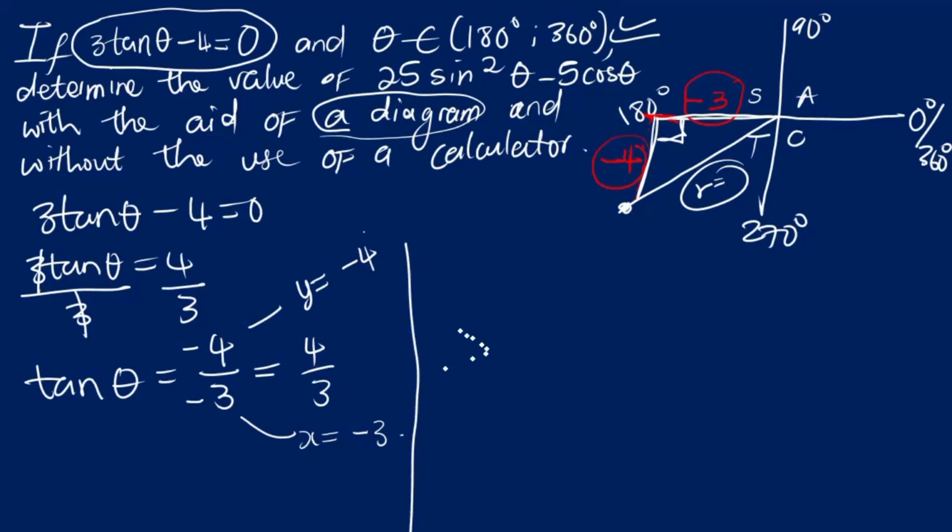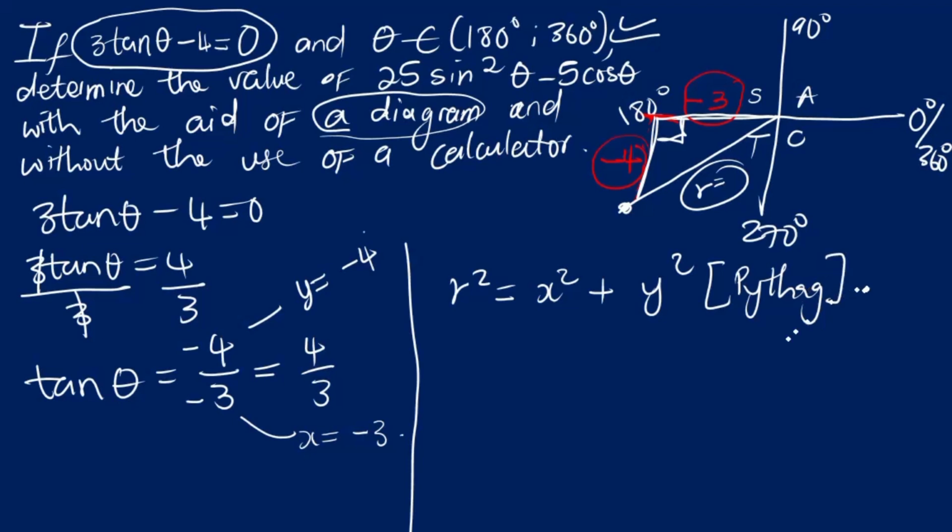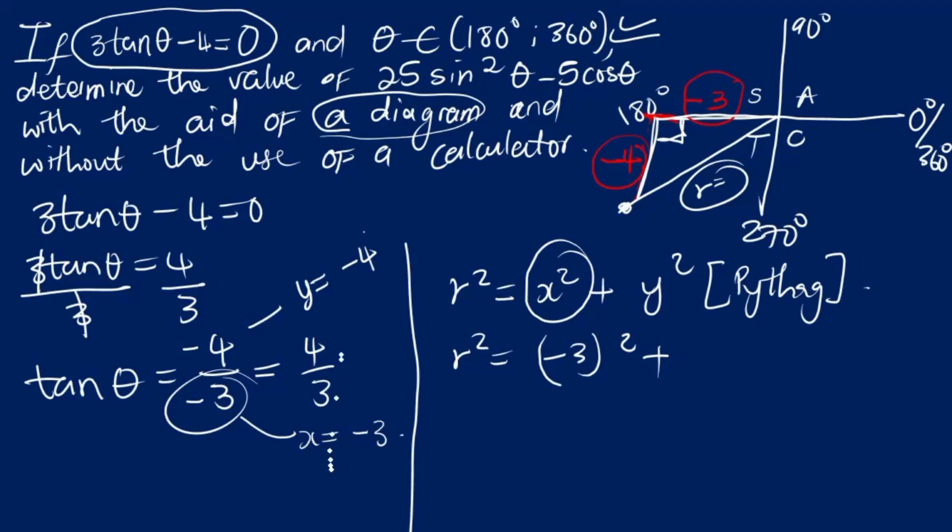I'm still preparing myself to solve the question. So let's do that. To find my r value, how do I find r? Using Pythag. I know that r squared is equal to x squared plus y squared on a right angle triangle. Then I give my reason there, Pythag. And then r squared is equal to, what is my x value? My x value is negative 3. So I have negative 3 all squared plus, what is my y value? My y value is negative 4. So I have negative 4 all squared.